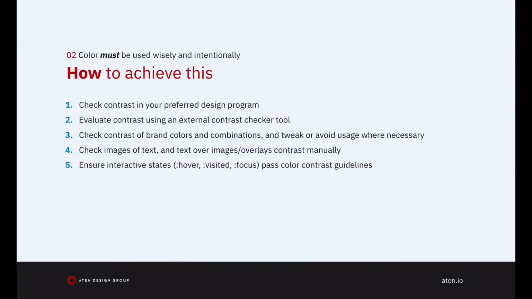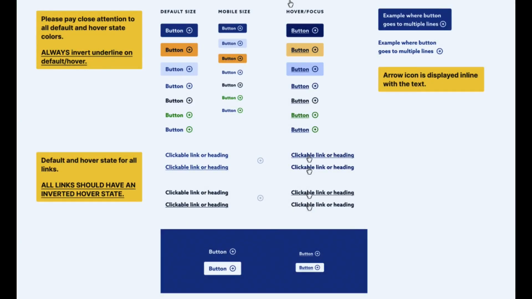You need to ensure that your interactive states are also accessible. So that's your hover, your keyboard focus, your visited links. That one's always annoying because people forget, and it's default purple and then it's the whole thing. But you need to make sure that those also pass guidelines. So just make sure you're accounting for those in your design process.